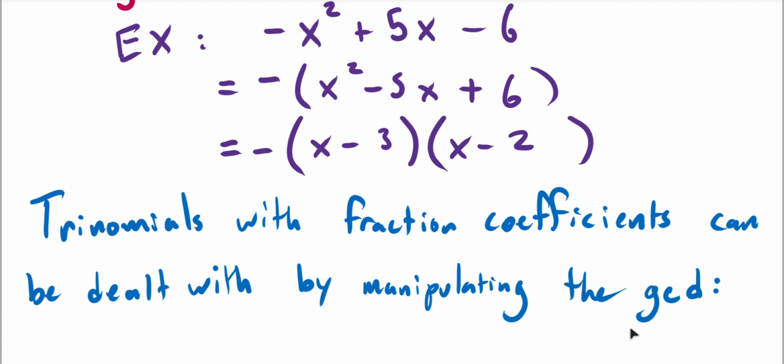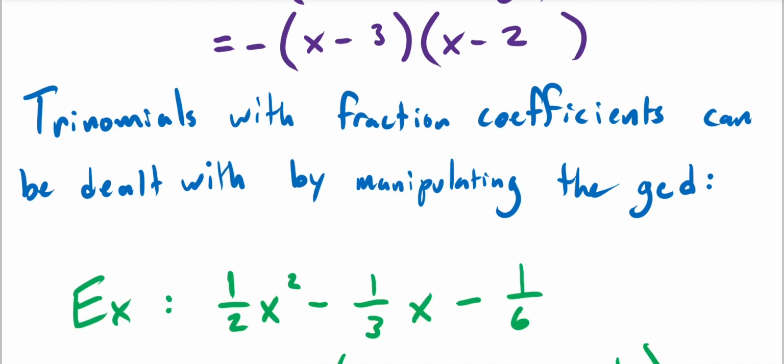We've really only looked at whole number coefficients, but fractions are actually just as easy to deal with as long as we can manipulate the greatest common divisor. For example, here I have a polynomial with fraction coefficients, and it looks like it's going to be much trickier to think about. But we notice that we have a half, a third, and a sixth. That has a greatest common divisor of 1/6.